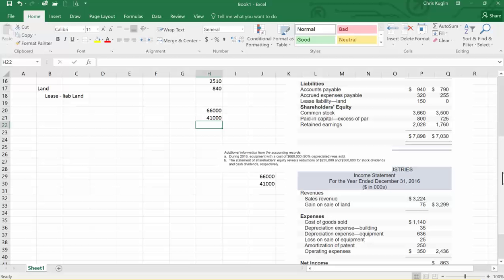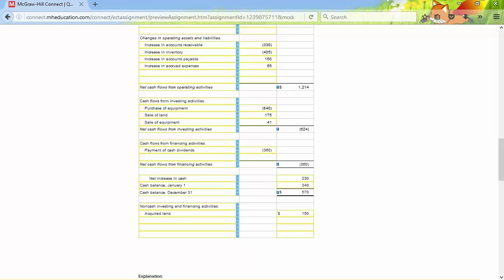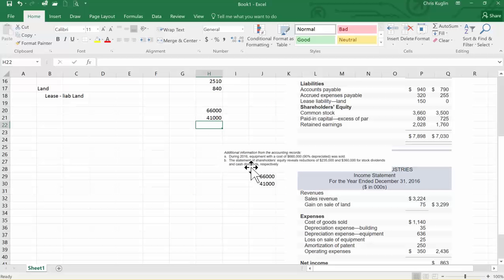The final section that we would be looking at when analyzing our cash flows would be financing. And to go through quickly, the additional information told us that the statement of shareholders' equity reveals reductions of 235,000 and 360 for stock dividends and cash dividends respectively. Stock dividends do not affect the statement of cash flows. We're just simply rewarding our shareholders with additional stock dividends. It does change our equity position. You'll be learning a lot about this in Chapter 13.